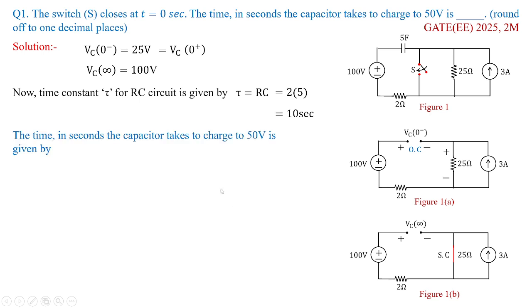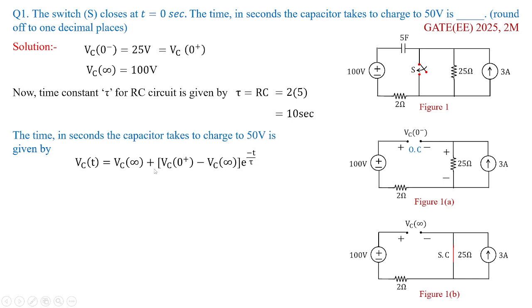Now the time in seconds the capacitor takes to charge to 50 volts is given by, as I told you, a special formula: VC of t equals VC of infinity plus VC of 0 plus minus VC of infinity, multiplied by e to the power of minus t by tau. Now this condition arises when we have some voltage across the capacitor, and again we need to calculate the time for a new changed value of voltage across the capacitor.